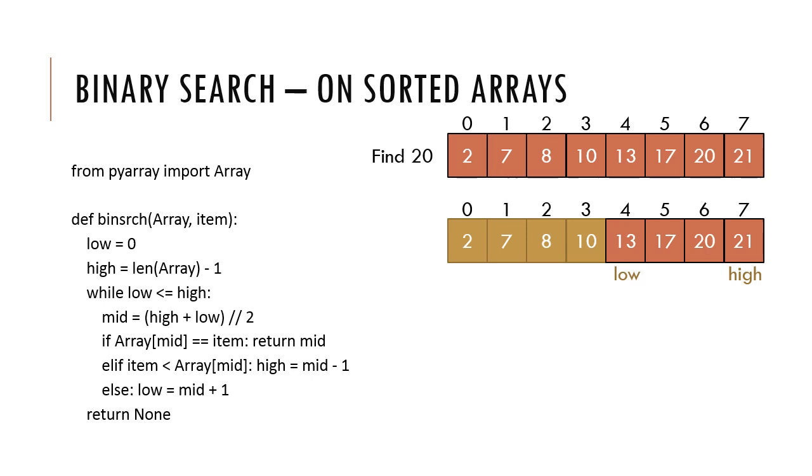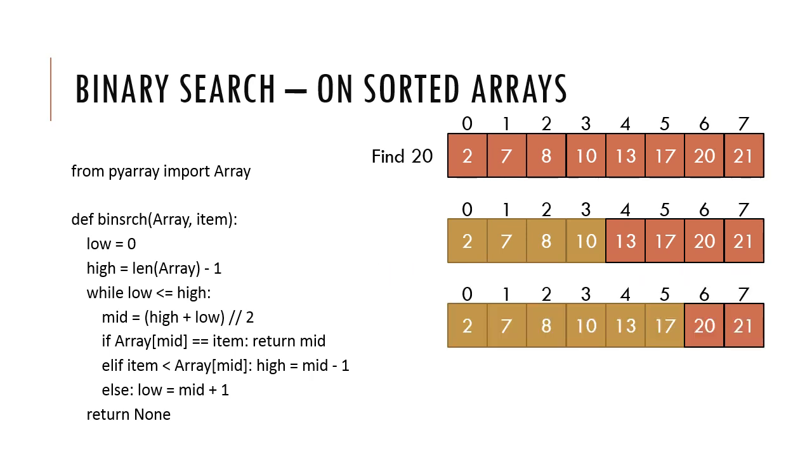Again, when we check the while condition, low is less than or equal to high. So we move into the while and set mid. 4 plus 7 is 11 divided by 2, 5.5. Mid comes out to be 5. Now we compare the mid value with 20. 20 is greater than 17. The if condition is false. The elif condition is false. So you set low equal to mid plus 1.